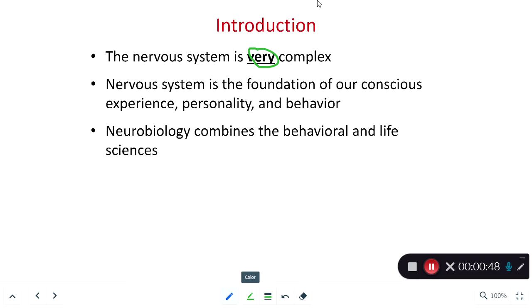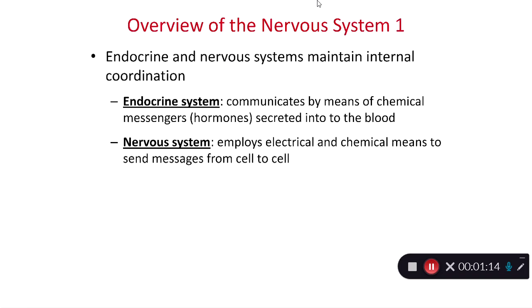And I just want to give you a disclaimer that there are many concepts and ideas that we will not be covering in this class, Anatomy and Physiology 1, because there just is not enough time to do it. As we look at our nervous system, it's the foundation of our personality, our behavior, and as we look at neurobiology, it's this interface between biology and psychology, kind of where they meld together. It's a very interesting topic.